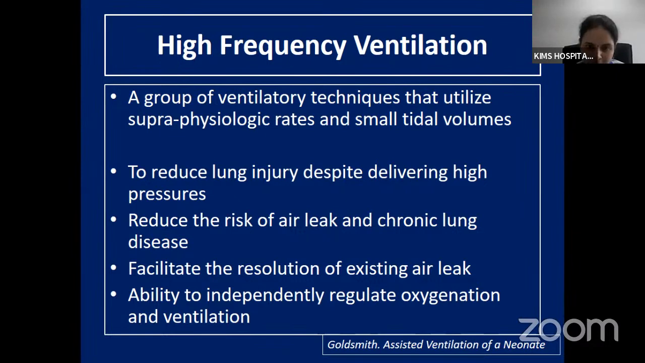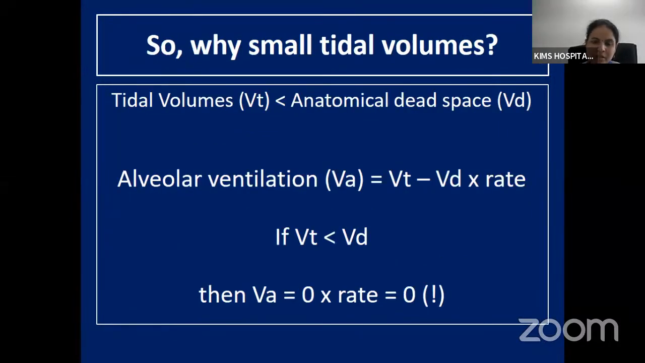Whereas in high-frequency ventilation, to a large extent, we are able to independently control oxygenation and carbon dioxide elimination. For example, MAP, mean airway pressure, or PEEP, as referred to in some ventilators, and FiO2 are the two parameters that help us to control oxygenation, whereas amplitude or delta P as well as frequency help us to control the CO2 elimination. So the question arises, why do we use small tidal volumes in high frequency ventilation, and how does this work despite using small tidal volumes?